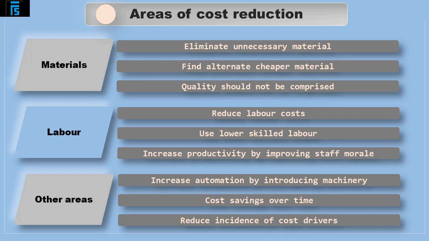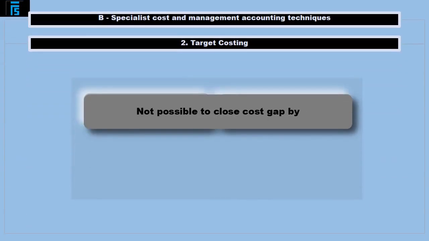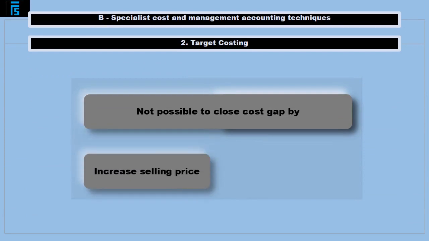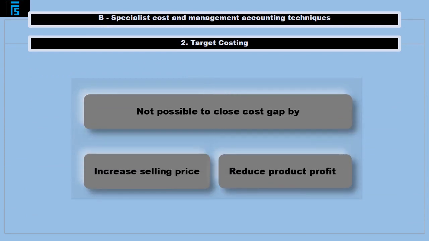These are just some possible actions a manufacturing company could consider when looking to eliminate a cost gap. Note that it is not possible to close the cost gap by increasing the selling price or reducing the profit of the product. The sales price and the required profit have already been determined by reference to factors external to the company.